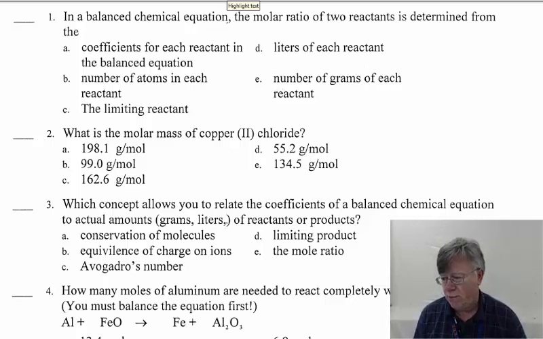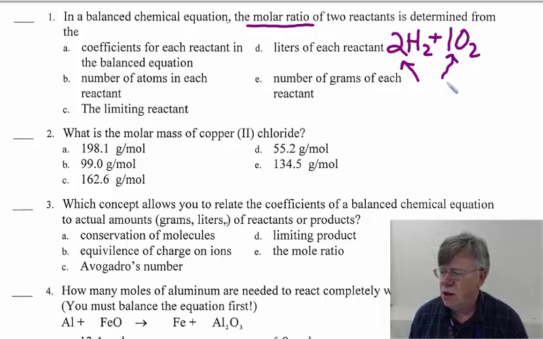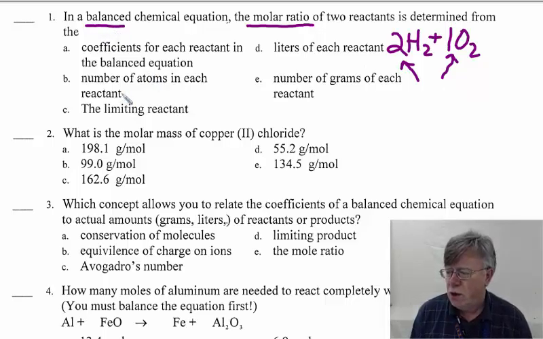Let's look at the first problem here. In a balanced chemical equation, the molar ratio of two reactants is determined from the... Now the key word here is the molar ratio. In a balanced chemical reaction, as you recall, you've got these little coefficients that sit in front of the reactants and the products. These numbers, called coefficients, are the mole ratios, and they determine in a balanced chemical reaction what the quantities of reactants and products will be. So the answer here is A.